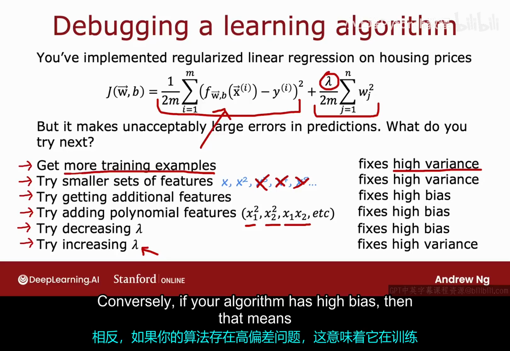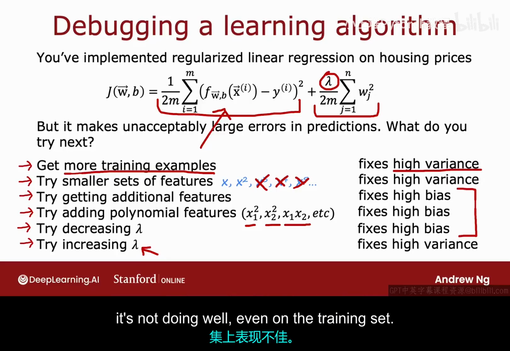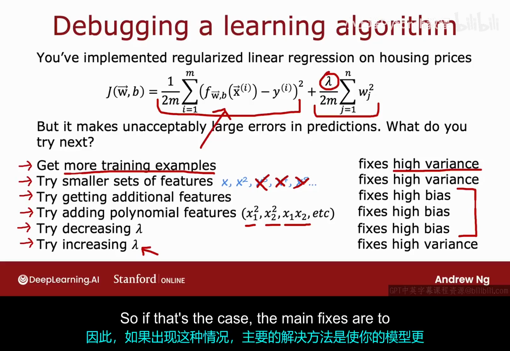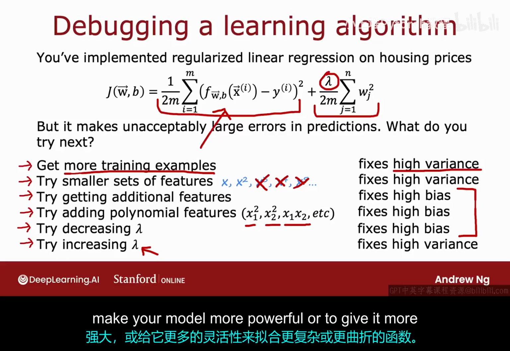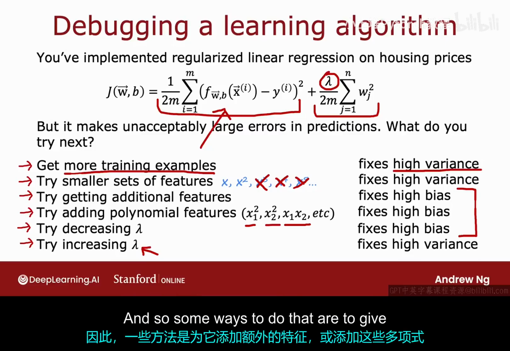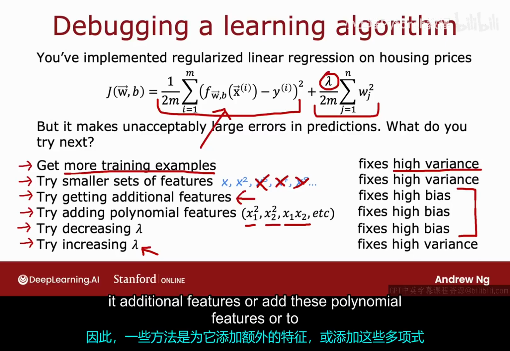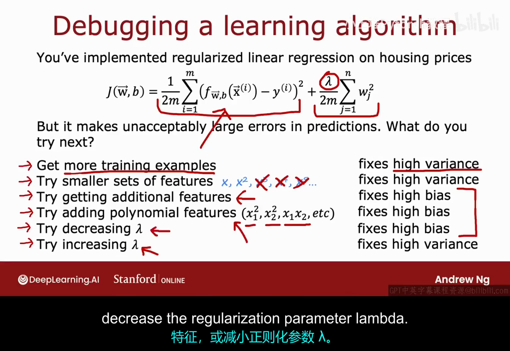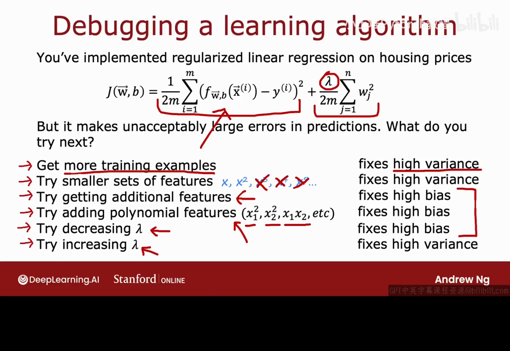Conversely, if your algorithm has high bias, then that means it's not doing well even on the training set. So if that's the case, the main fixes are to make your model more powerful or to give it more flexibility to fit more complex or more wiggly functions. And so some ways to do that are to give it additional features or add these polynomial features or to decrease the regularization parameter lambda.